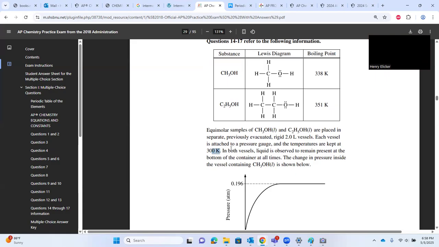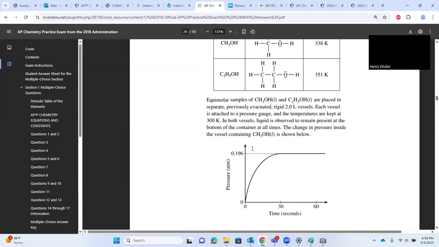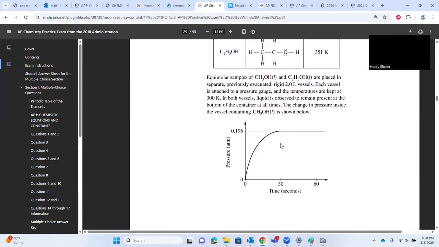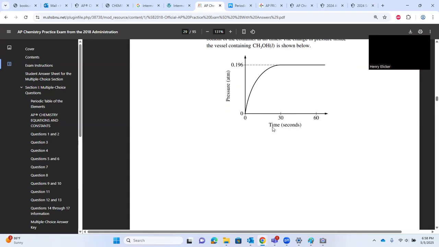Temperature is the same for both, 300 Kelvin. Liquid is to remain present at the bottom of the container at all times, so it's not just a gas sample. And let's look at the change in pressure over time. So here's the time, here's the pressure of methanol. Notice that it immediately shoots up as this warms. Clearly, the intermolecular forces between the methanol molecules are starting to break up, allowing it to turn into a gas inside, increasing the pressure.